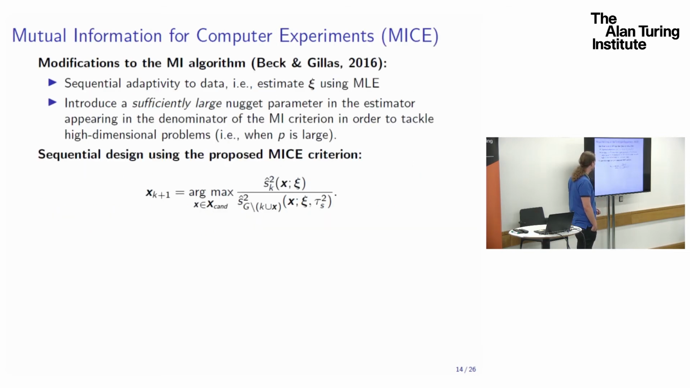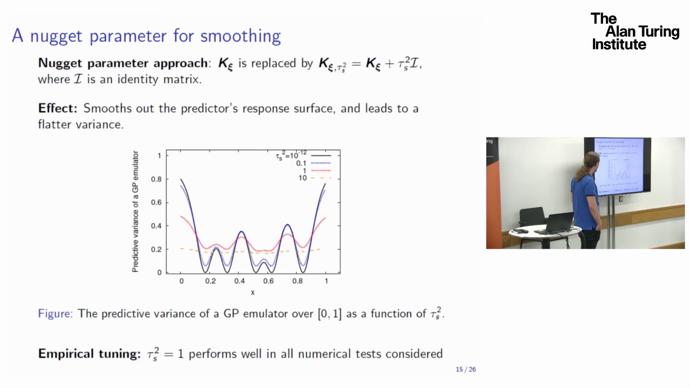So what we did is that we extended what they have been doing to both do adaptivity in finding your hyperparameters, but we also introduced a nugget parameter to the diagonal of your covariance. But we only do it on the denominator, which was the reason for which you get this really high value of your mutual information, because the variance is close to 0 if you have a candidate point close to a point that already exists. So how does that look like?